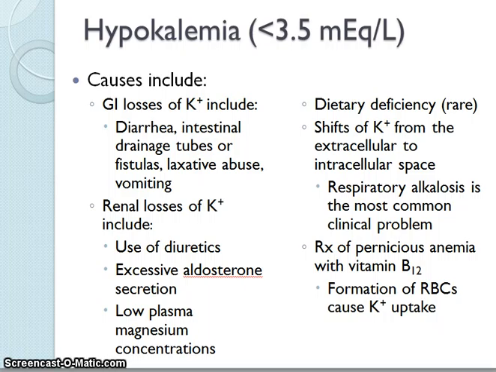Alright, so causes for hypokalemia can be from GI losses of potassium, things like diarrhea, intestinal drainage tubes or fistula, laxative abuse, vomiting. Alright, we can have too much potassium loss through our kidneys from the use of diuretics, excessive aldosterone production, low plasma magnesium concentrations, diet problems, which is rare in the United States, things that will cause a shift from our extracellular to our intracellular spaces like respiratory alkalosis, or a complication of pernicious anemia, which is a vitamin B12 issue.